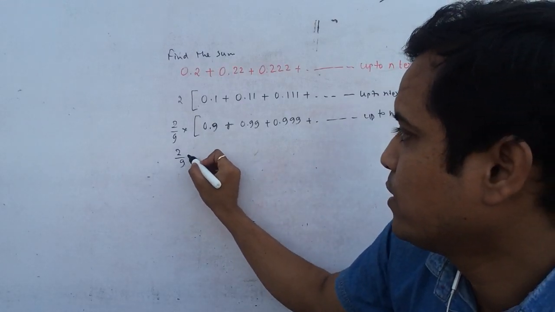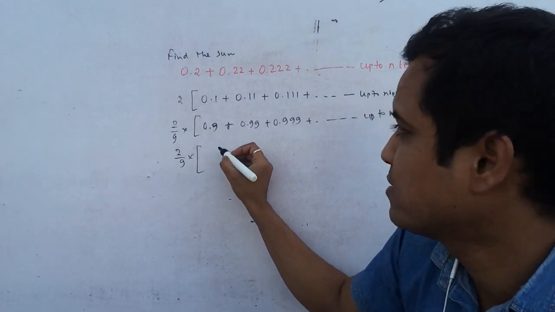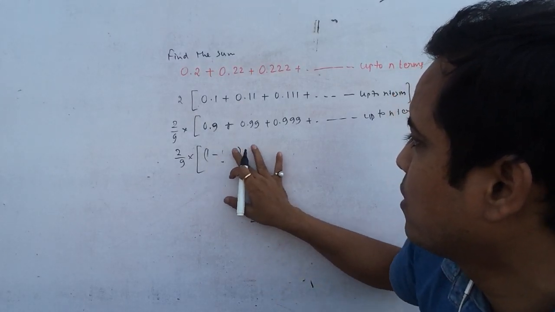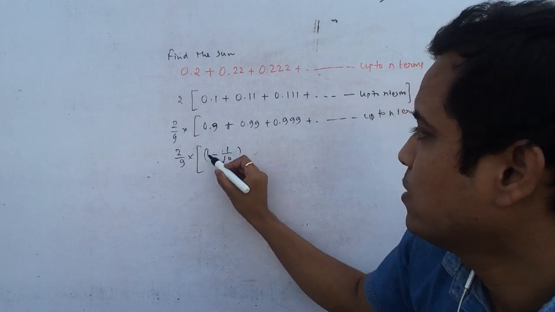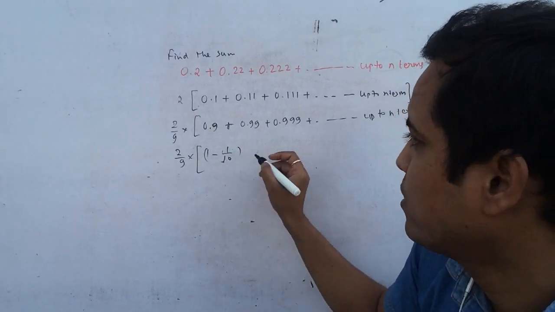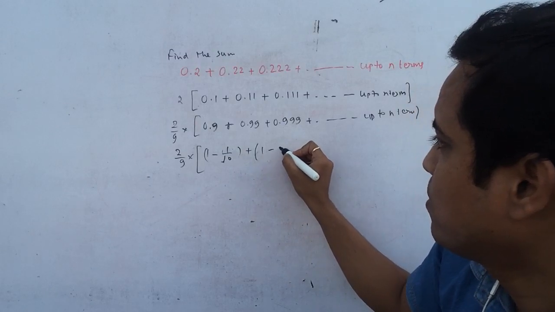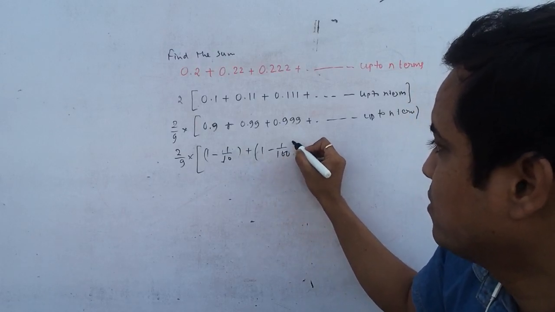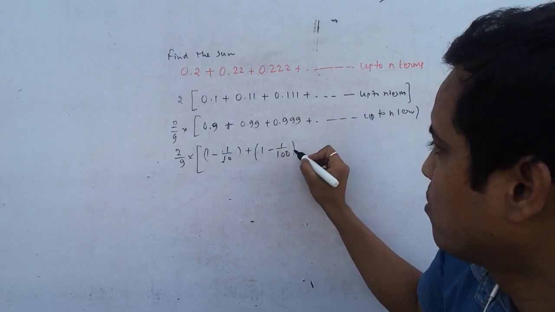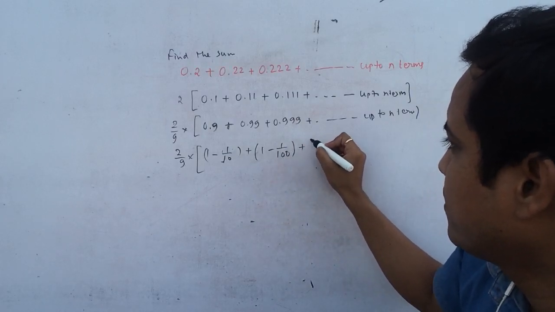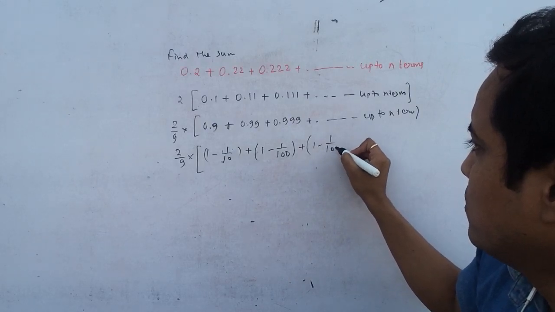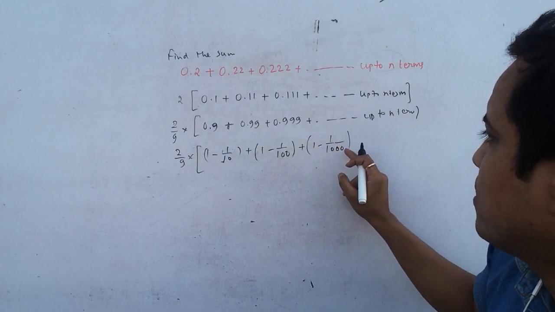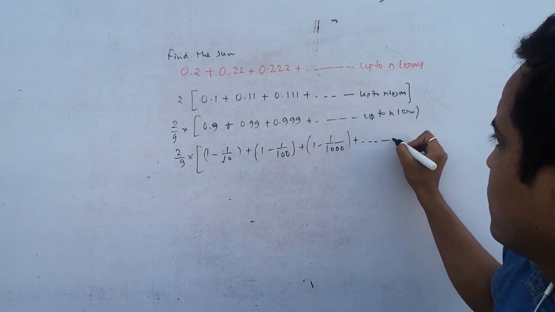Now we can manipulate this. 0.9 can be written as 1 minus 0.1, or 1 minus 1 upon 10: 10 1s are 10, minus 1, 9 upon 10. You can write here 1 minus 1 upon 100. Yes, here you are getting the rule or procedure now. You can write 1 minus 1 upon 1000, that is 1000 minus 1, 999 upon 1000, up to n terms.